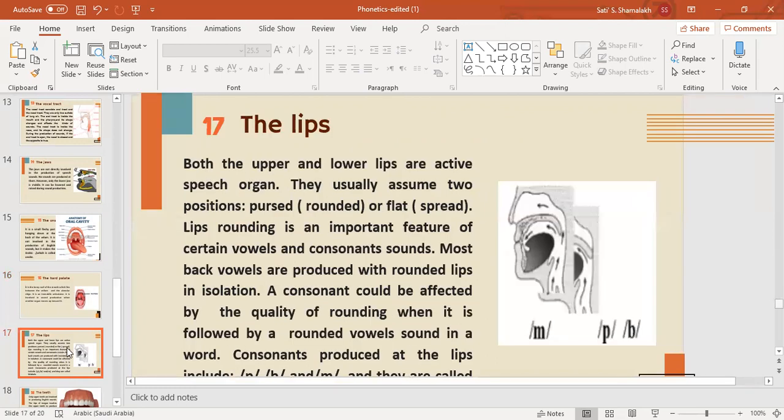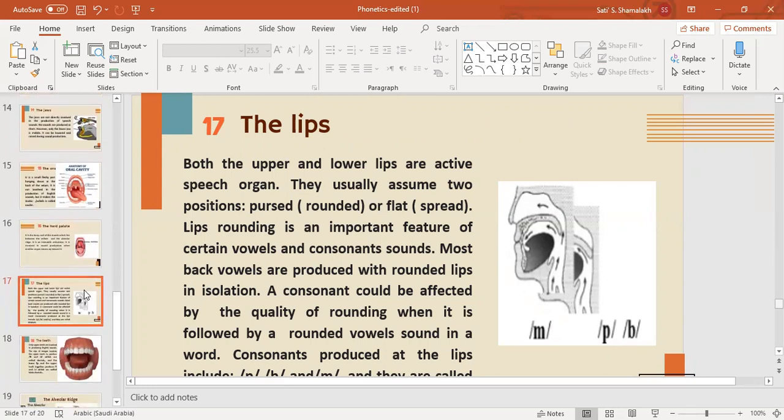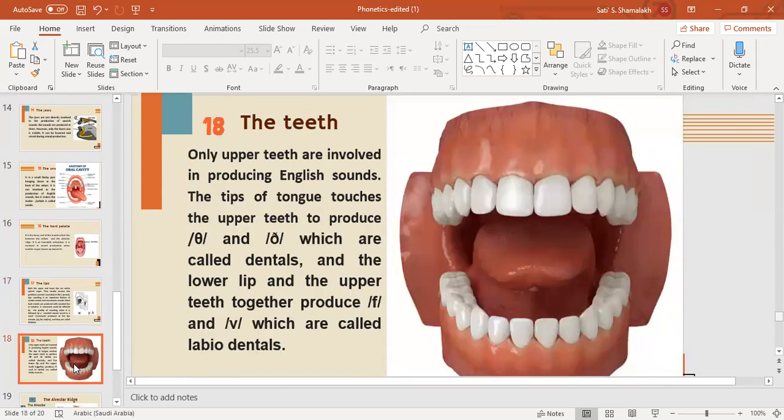The lips, everybody knows what the lips are. And teeth, you see beautiful white teeth. We have upper teeth and lower teeth. And you see the teeth are fixed in the alveolar ridge. This is the ridge, لثة. This is the alveolar ridge, okay? And you see here the tip of the tongue is very clear. We use the teeth to produce certain sounds like f, with the tip of the tongue and the teeth, and so on.